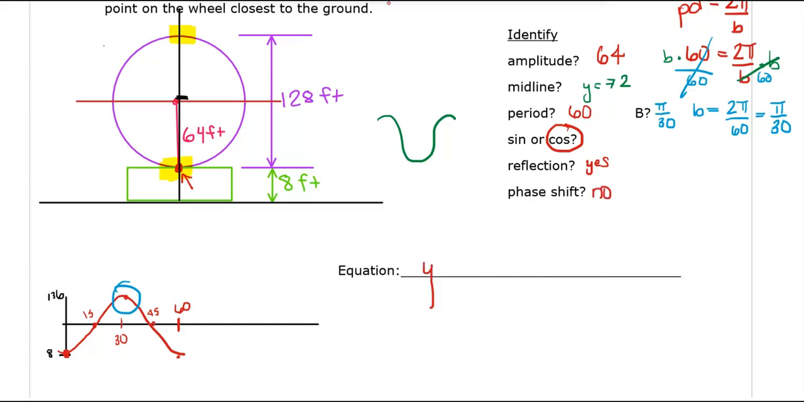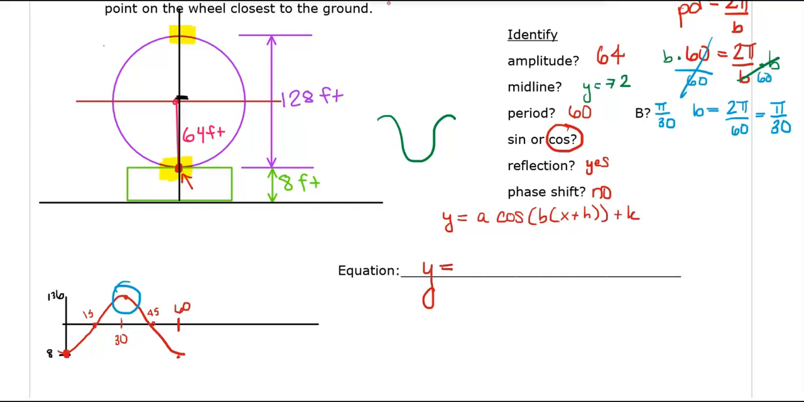Let's write the equation. So we have y equals, and remember, the way to write these equations, I'm going to write it here: y equals a, and then it's going to be either sine or cosine. So in this case, cosine, b, x plus h, plus k.